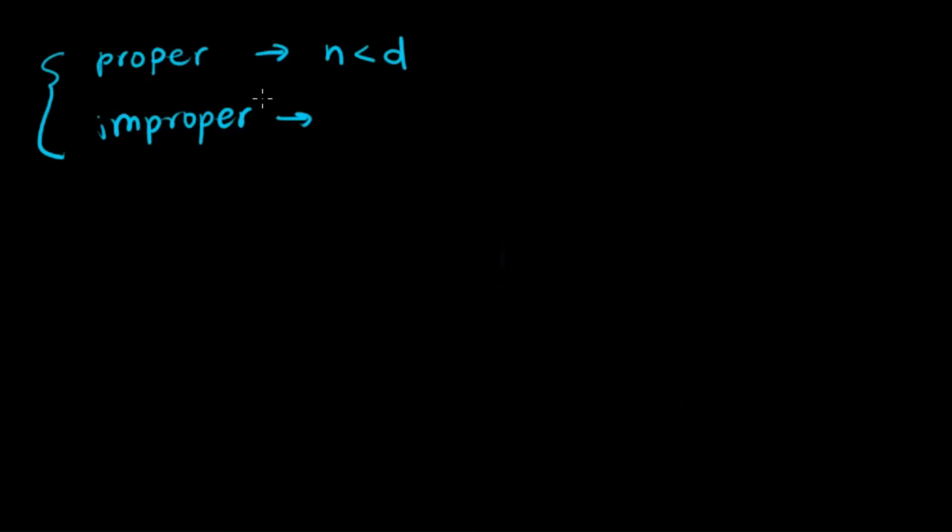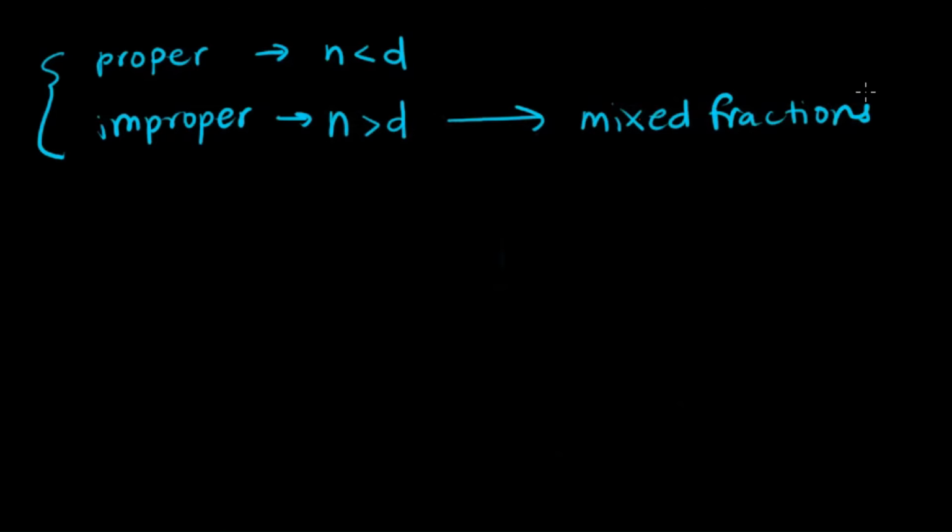Because this is just a summary now. So now I have the numerator that is less than the denominator. In improper fractions, the numerator is greater than the denominator, and improper fractions can be converted to mixed fractions. How we can do that, I advise you to look at that video. So now I have more types of fractions.